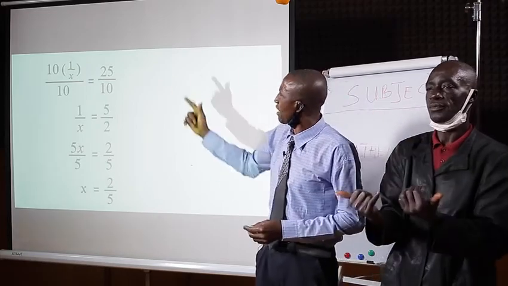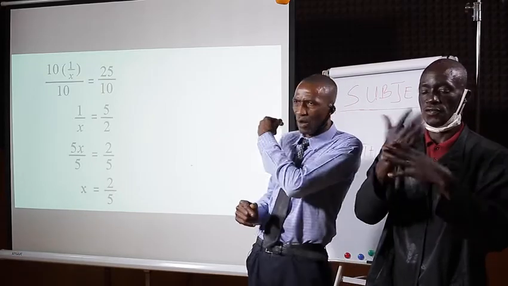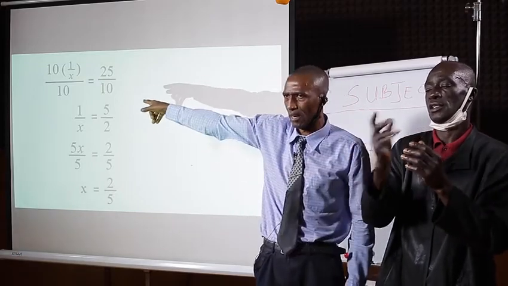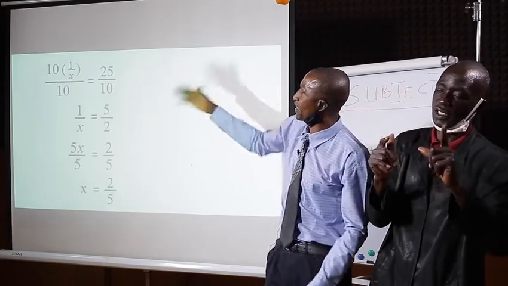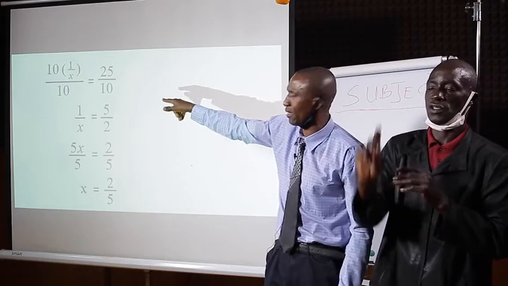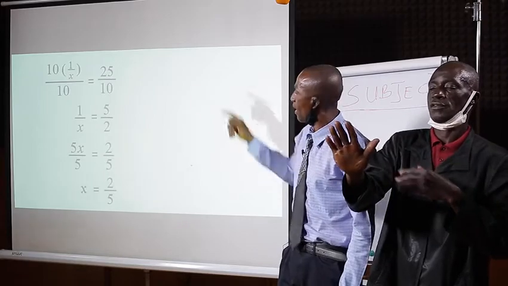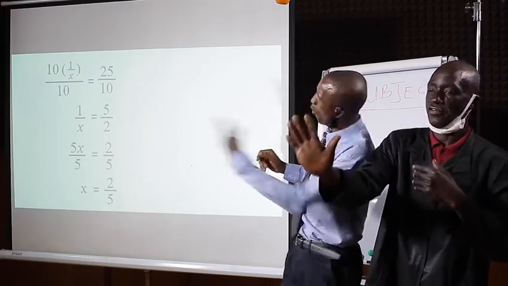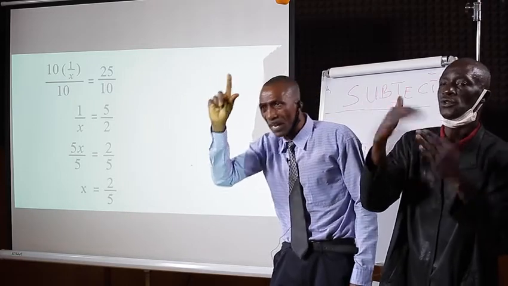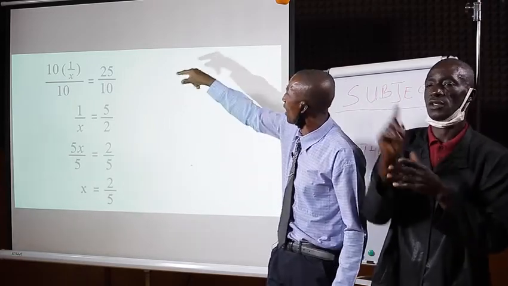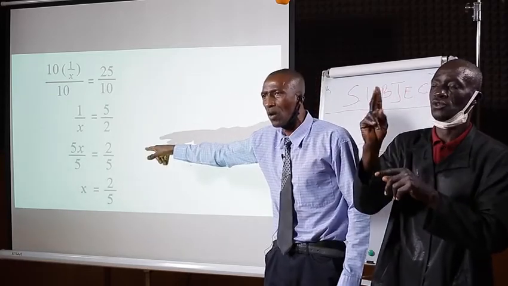Now, to find the value of 1 over x, we are to divide both sides by its coefficient, and its coefficient is 10. So on the left, I now have 10 into 1 over x over 10, and on the right, I have 25 over 10. On the left, 10 divided by 10, you'll be left with 1. Then 1 times 1 over x, you'll be left with 1 over x.